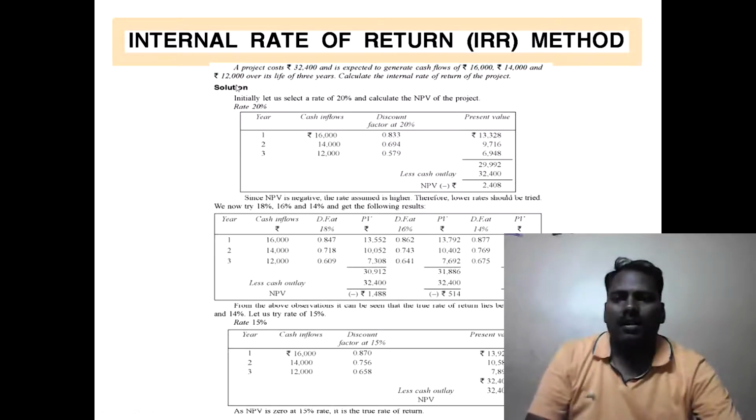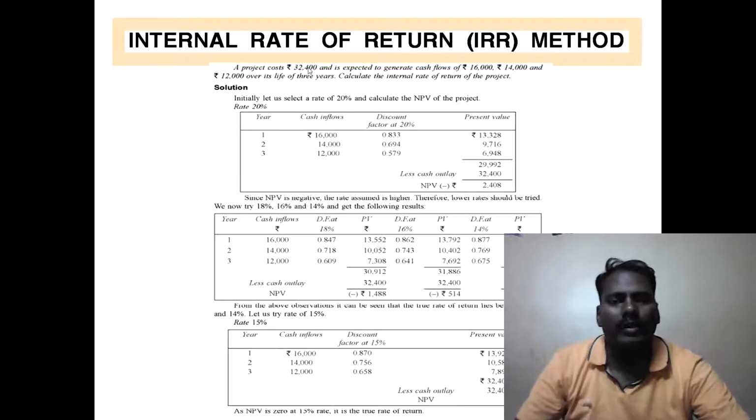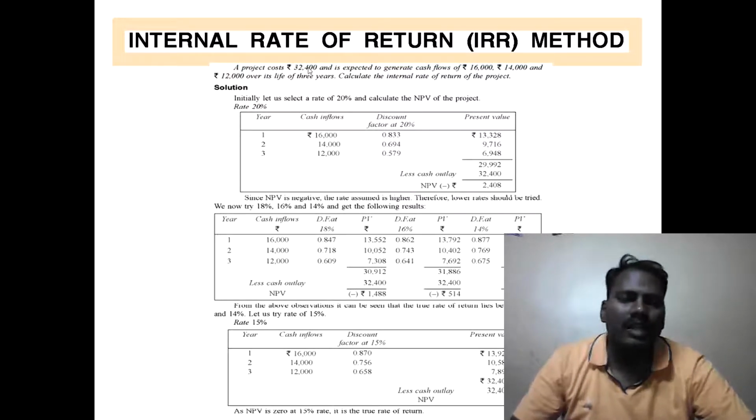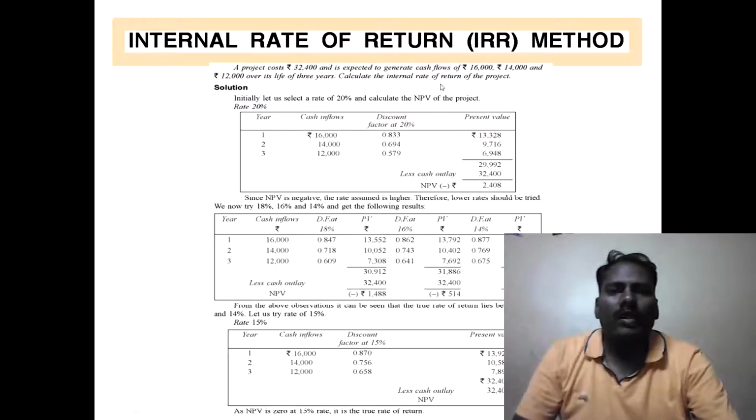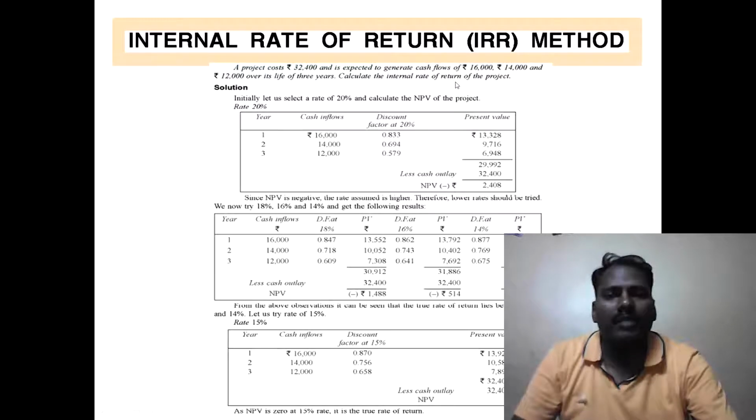As a part of this numerical, they are saying that the project costs 32,400. That means you are investing into the project an amount of rupees 32,400. Means 32,400 is going out from your pocket, so it is the cash outlay. Now what are the cash inflows? Cash inflows are rupees 16,000, 14,000 and 12,000 at the end of first year, at the end of second year and at the end of third year. And we want to find out the internal rate of return, that is the value of R such that NPV is equal to 0.